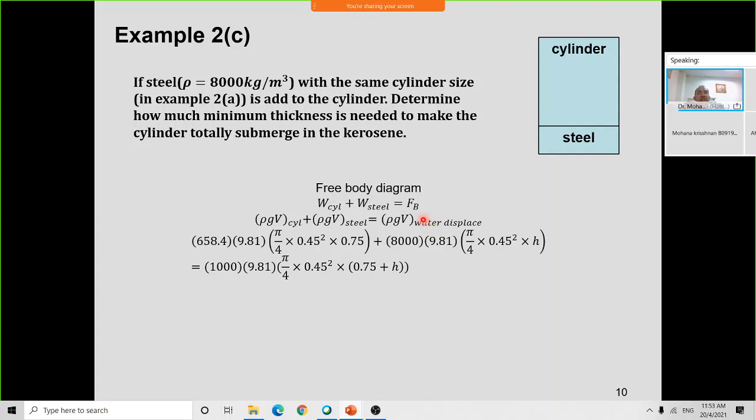For this question, it is the case of water displaced. You know the volume of the cylinder already, but for the steel, you know the diameter but you don't know the h, so just leave pi d squared over 4 times h. The h is the one that we need now, the thickness of the steel, equal to the weight of the water displaced. Ρ is 1000, g is 9.81, and the volume is pi d squared over 4 times 0.75, the existing thickness of the cylinder, plus h, the thickness of the steel. Solving this equation, you get h equal to 0.036 meter.